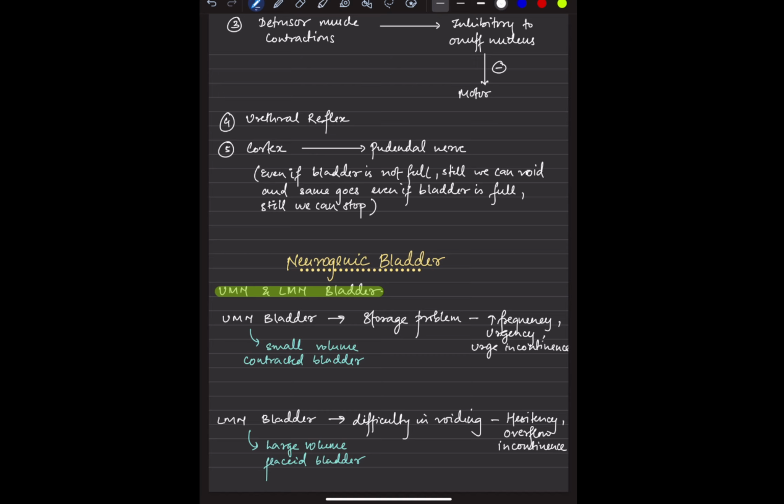Now, there is a UMN bladder and there is an LMN bladder. This is very much familiar to all the medicos. UMN bladder, that means U for you, urgency, urge incontinence. Now I'm talking about the LMN bladder. LMN bladder is something where there will be a flaccid bladder. That means it is something which stores urine, and the urine is not getting out. So there will be hesitancy. There will be overflow incontinence because it has been stored. How much will it store? Not beyond its capacity, right?